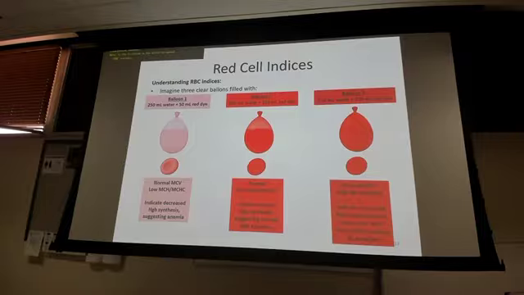So if you didn't like the chart and you need some colorful pictures, this is just another visual representation of what that means. Each one of these balloons, the volumes are all the same, so it's going to have normal MCV. But each balloon has a little bit more dye as you go along the slide. The balloon on the left has a little bit of red dye, so that's low MCH, low MCHC. That may indicate impaired hemoglobin synthesis.